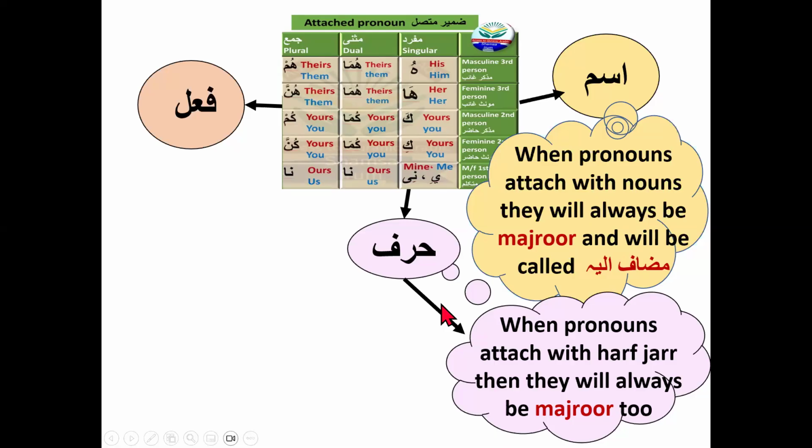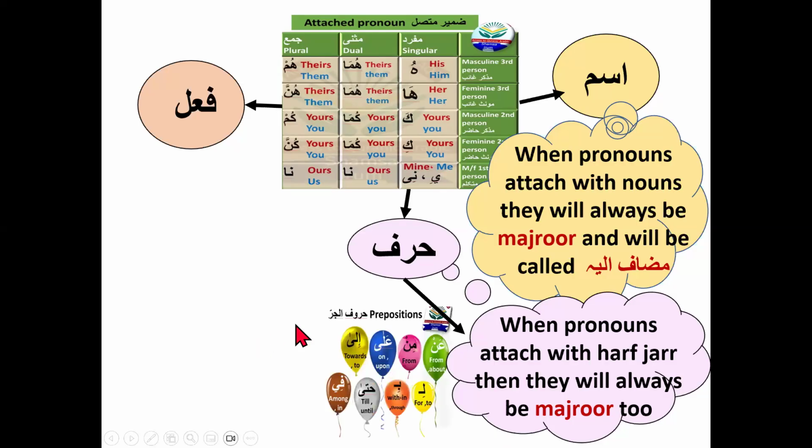Okay, in this situation, when they come with an ism, that will construct a possessive phrase, and when they attach with the harful jar, then they will construct a murakkab jari, or you can say the genitive phrase. So this is the difference between when they attach with the ism and when they attach with the harf. They both will be different phrases.